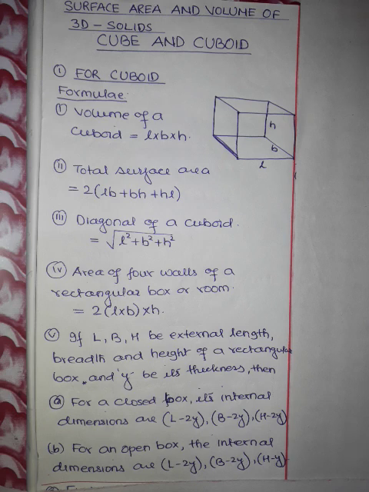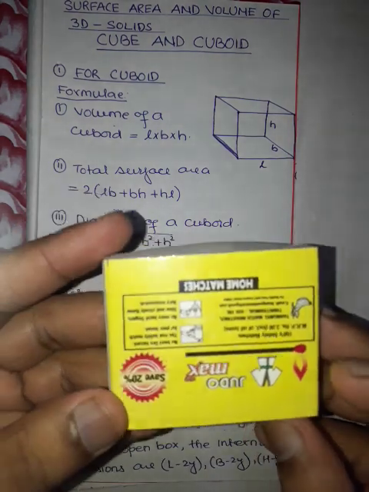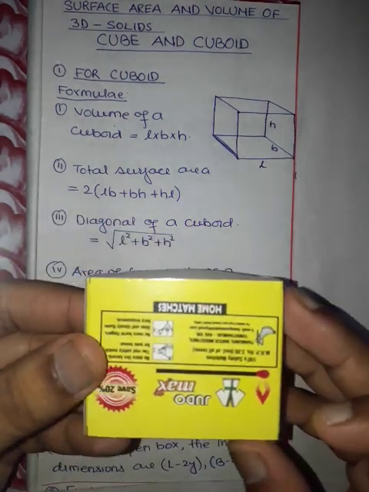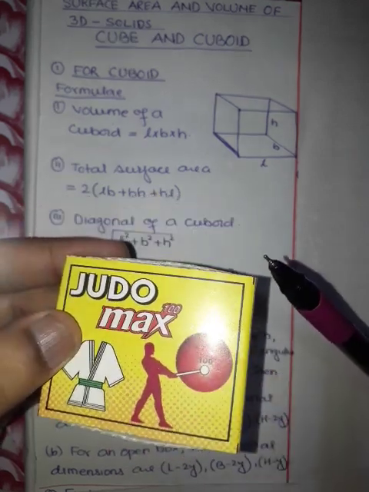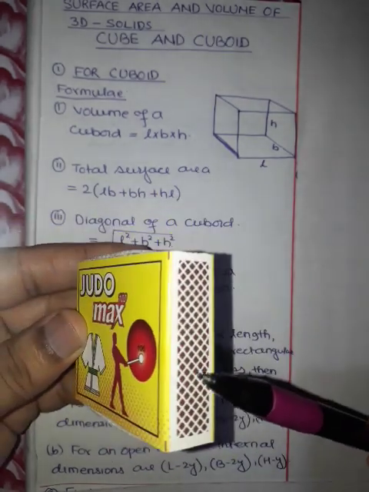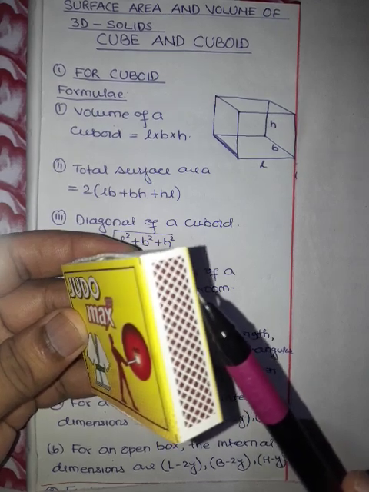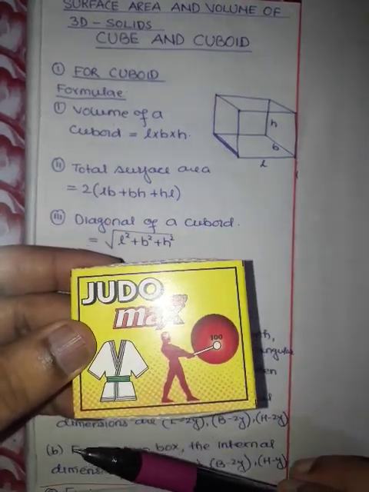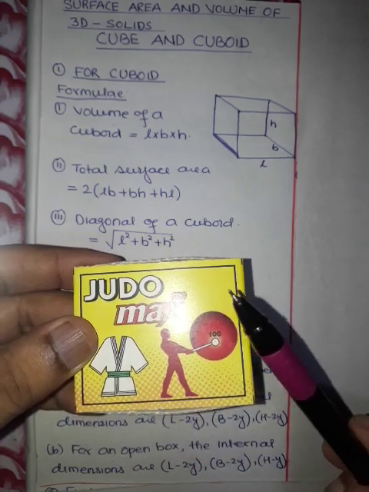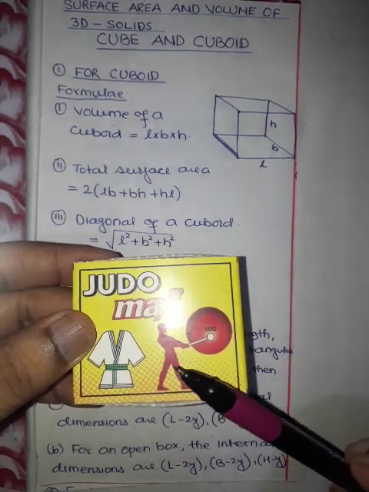Okay, now we can see the cuboid. So what is a cuboid? You can see this shape, a matchbox. In this matchbox, three dimensions are there. What are they? You can see this is known as length, this is known as breadth, and this is known as thickness or height. Suppose you want to find the volume of this cuboid. A cuboid is also known as a rectangular parallelepiped.